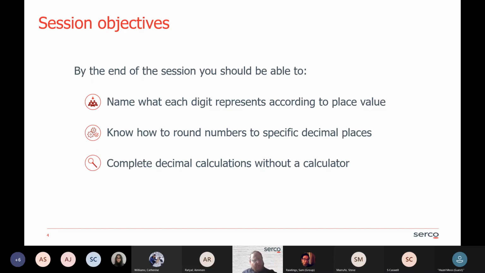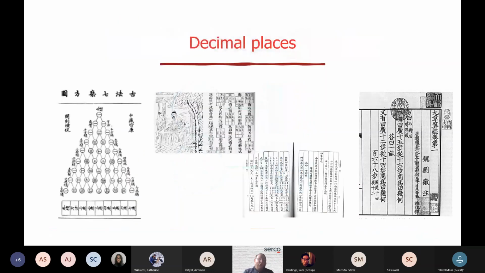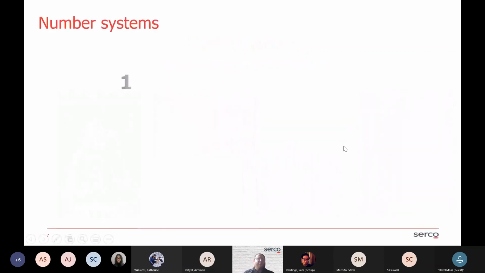Decimal places actually weren't invented, because I suppose they've always been there in nature, but they were found by the Chinese, I think in the 3rd century BC. So they've been around for a long time, and they're just part of the calculations that we do.